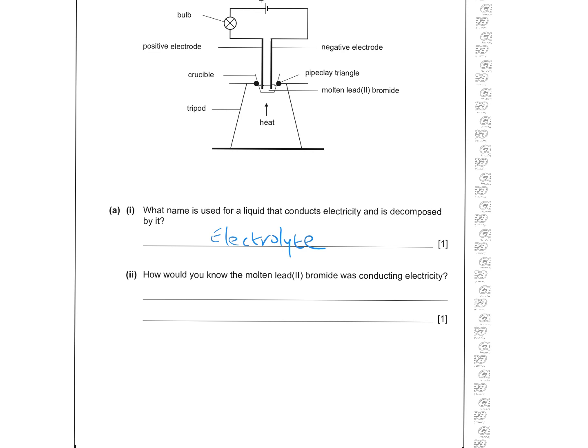You can see from the diagram that there's a bulb. That bulb will light as soon as the molten lead-2 bromide starts conducting electricity. If you looked at the mixture in the crucible, you would also probably see a red-brown gas being produced. So that would be acceptable too, and that would indicate that the reaction is occurring. So not just gas on its own, but a red-brown gas, because obviously it's lead-2 bromide, and the bromide ions would be converted into bromine gas.